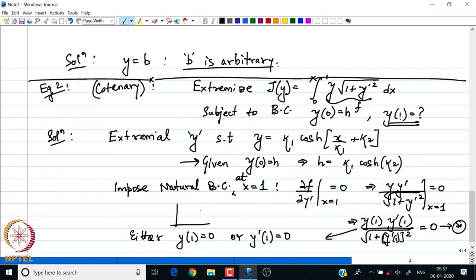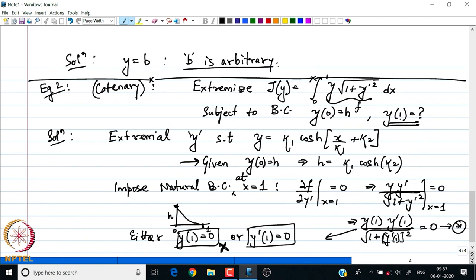We have a catenary where at 0 the curve is having a height h, and at 1 the curve is lying on the ground, right. So we have a very abnormal catenary where part of the catenary is touching the ground. This is not a very plausible situation. So the only other plausible situation is where the slope vanishes, right.